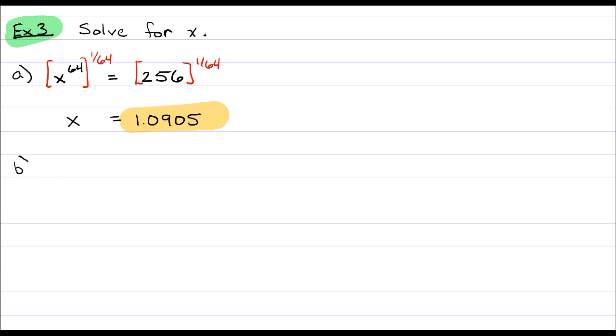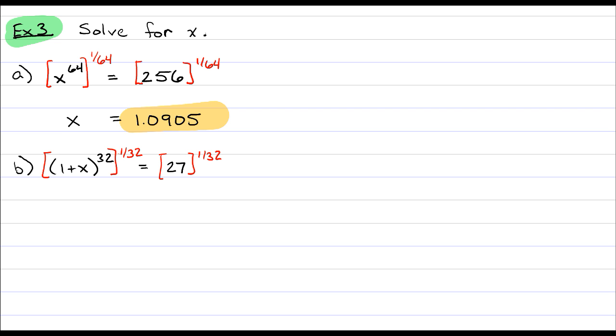Okay. Now in part B, it's just ever so slightly more complicated. We have 1 plus x raised to the 32nd power is equal to 27. So if I want to solve for x, the very first thing I need to do is get rid of that 32nd power. So that means I need to take a 32nd root. So I raise both sides to 1 over 32.